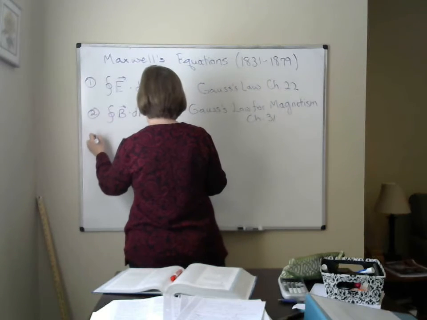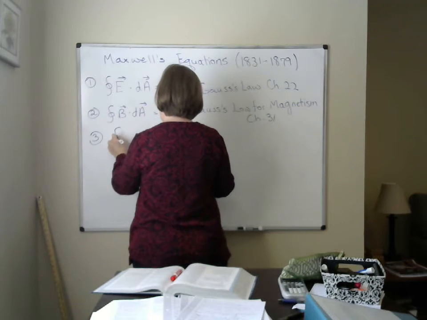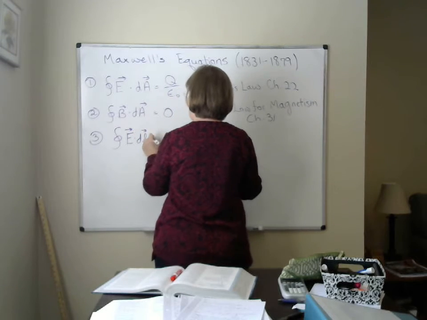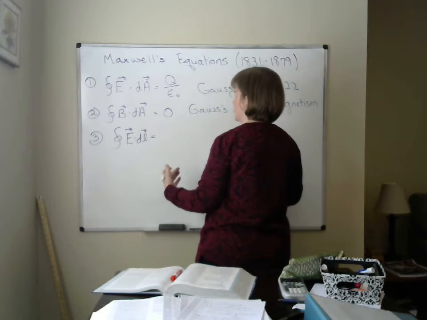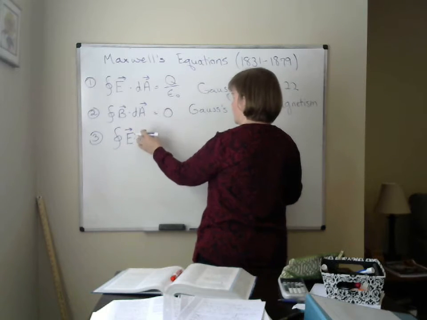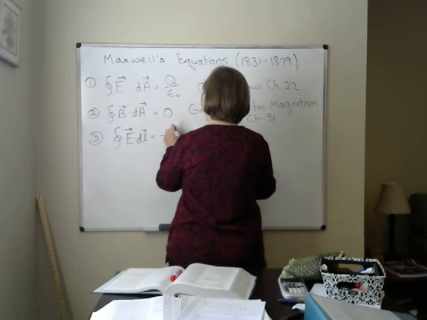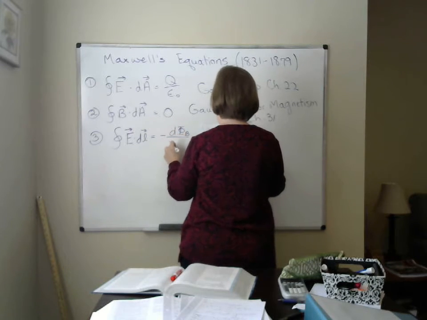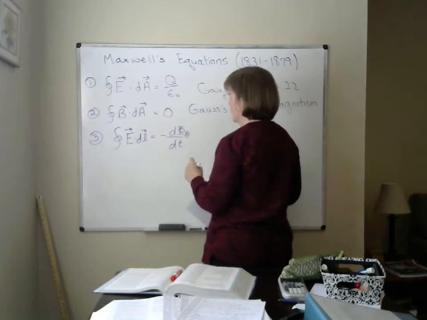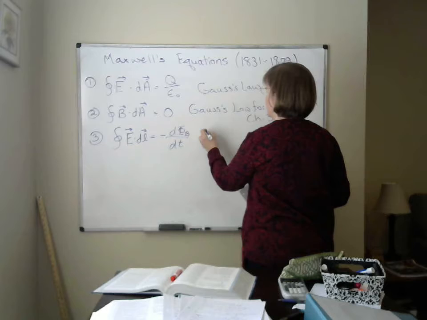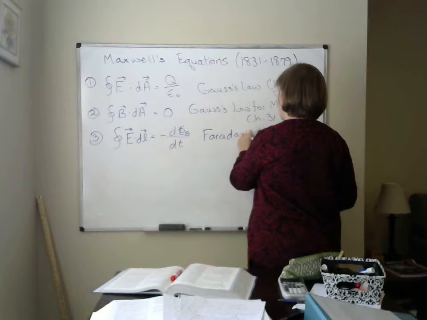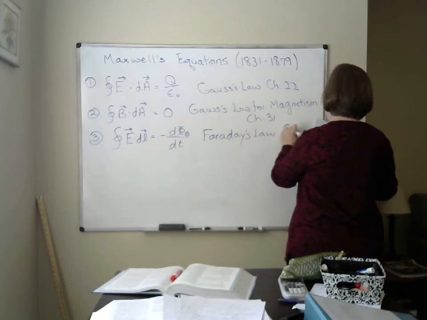The third law says the integral of an electric field, E dot dl. So we're going to make a closed loop, not a closed surface. This is linear, that's an area. A closed loop is equal to negative d phi dt. It's equal to the rate of change of the flux. This is Faraday's law, the general form of Faraday's law. We just looked at Faraday's law in chapter 29.